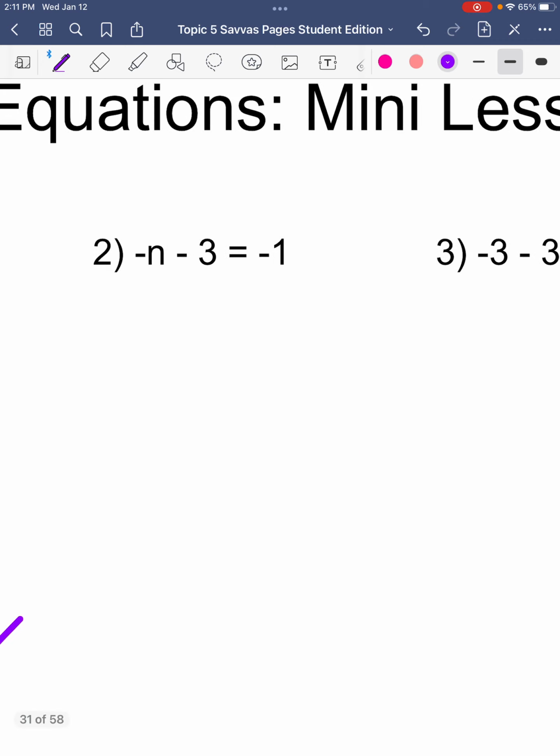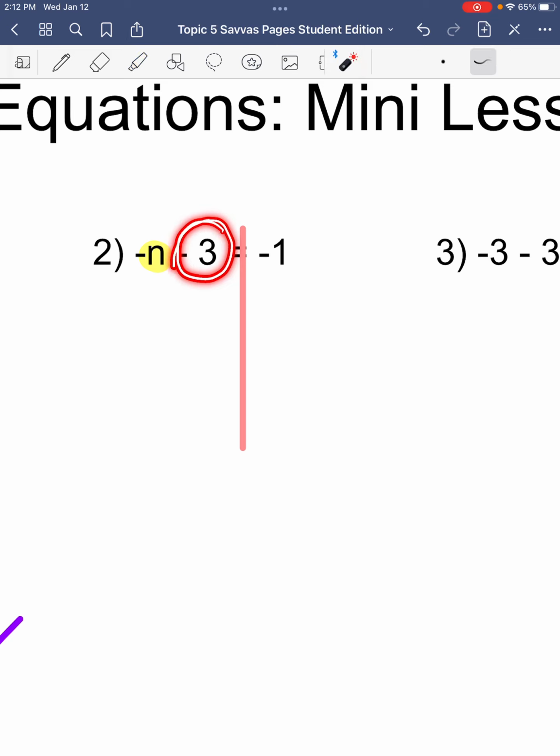Let's move on to number 2. Always start by drawing a line through your equal sign. That will help make sure that whatever you do on one side, you also do on the other. Now, I'm going to try to get this n right here by itself, and I'm going to work my way from the outside in. So I'm first going to have to do something with this -3. So how do I undo subtracting 3, or how do I undo a -3? If you said add 3, you're right. So I'm going to add 3, and I'm going to do that on both sides.